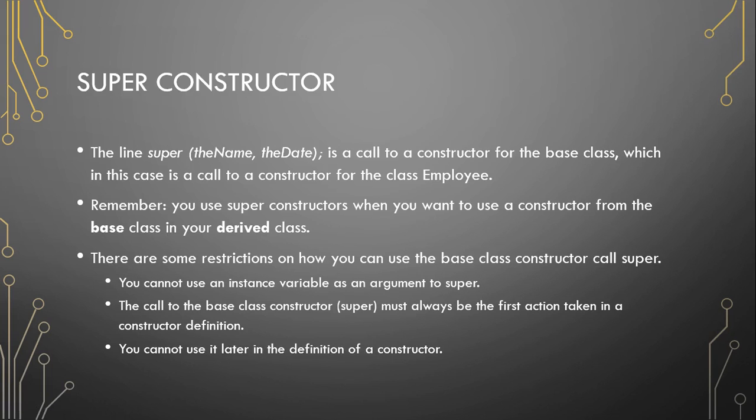Now there are restrictions on how you can use the base class constructor call super. For example, you cannot use an instance variable as an argument to super. And the call to the base class constructor super must always be the first action taken within the constructor definition. You cannot use it later within the definition of the constructor. So whenever you start that, what's the first thing you should see inside of that constructor method? The super call.